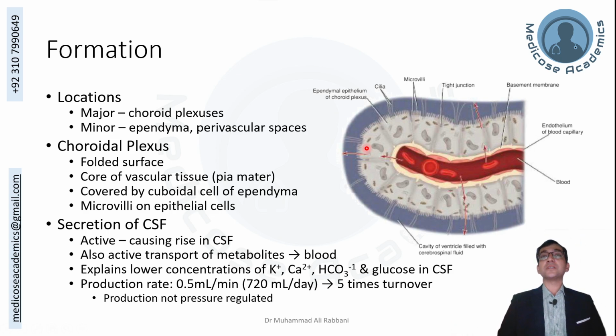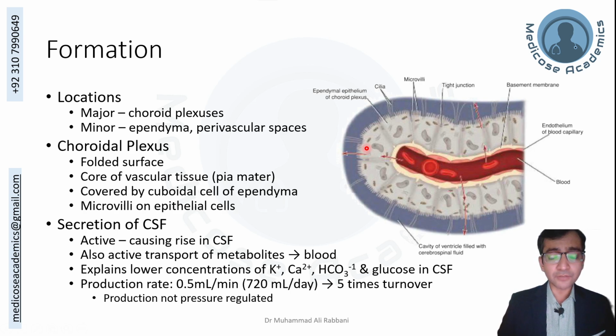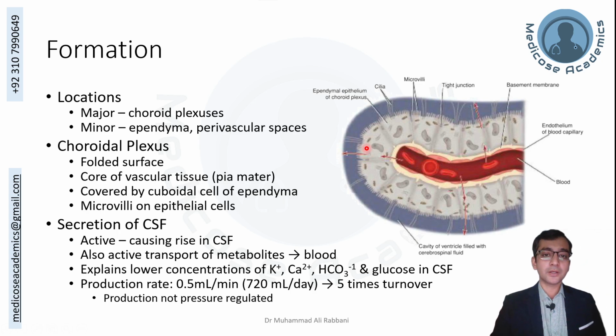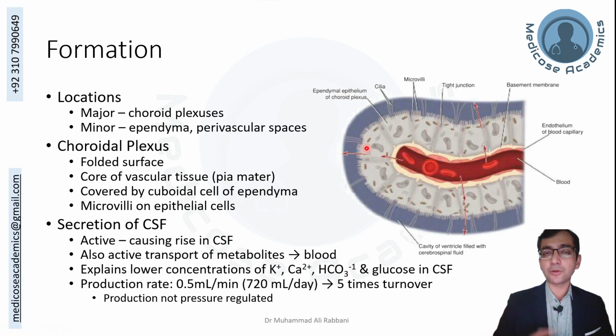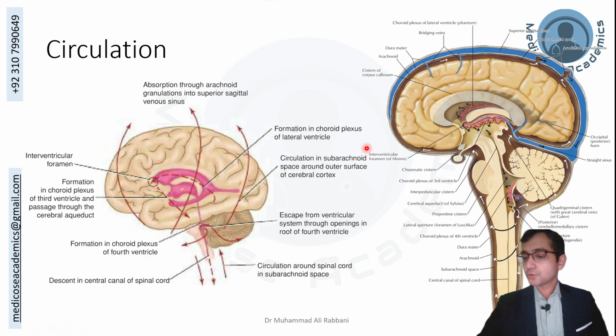The production rate is roughly 700 ml per day or 0.5 ml per minute. That is more than 5, about 6 times turnover. The production is not pressure regulated. The regulation is through absorption. The absorption rate constantly changes. So let us revise the circulation again.